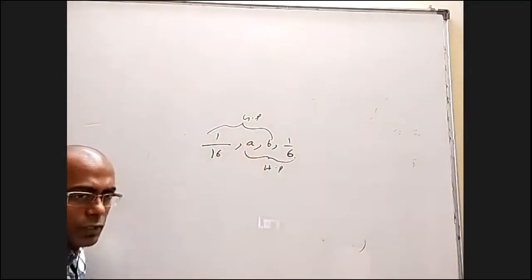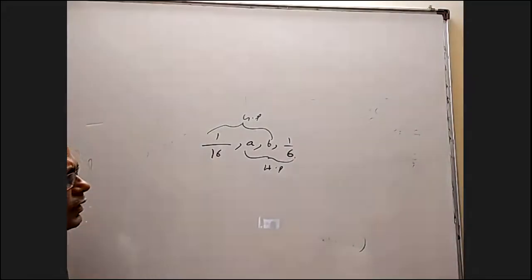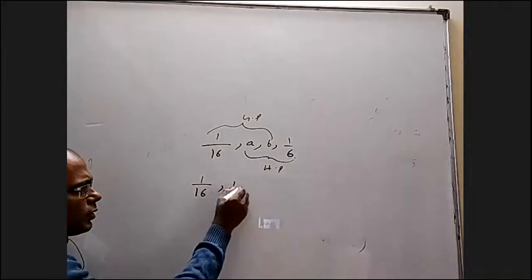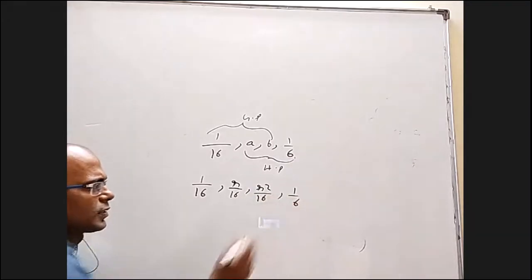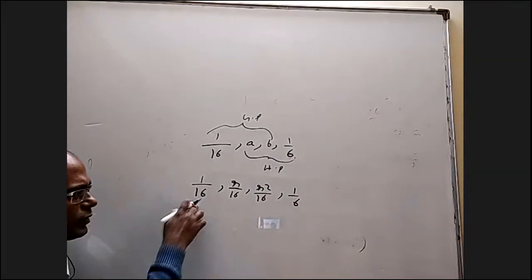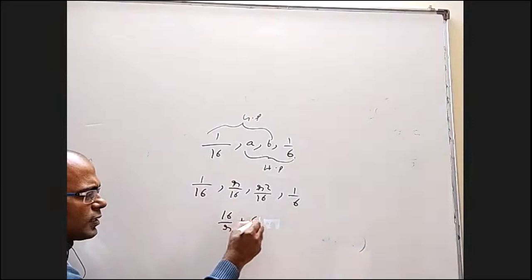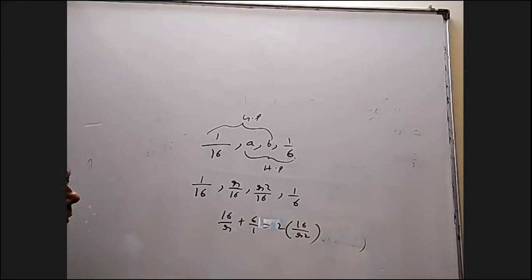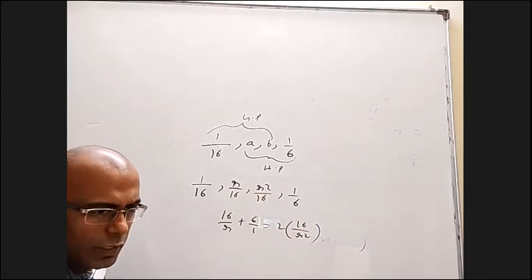Sir? Yes, please. We can take R by 16 and B as R square by 16. Okay, you want to write everything in R, find only R and then find it. That's also good, nice. I'll take this as 1 by 16, this is R by 16 and this is R square by 16. This is 1 by 6. So these are in GP, I used it, but these are in HP, I have not used it. So take 16 by R plus 6 by 1 is equal to 2 times 16 by R square. And then solve this, you'll get the R value. Put that R back, you will get A and B.